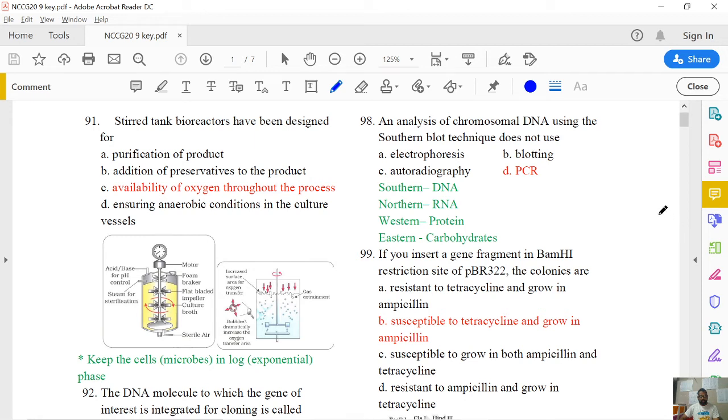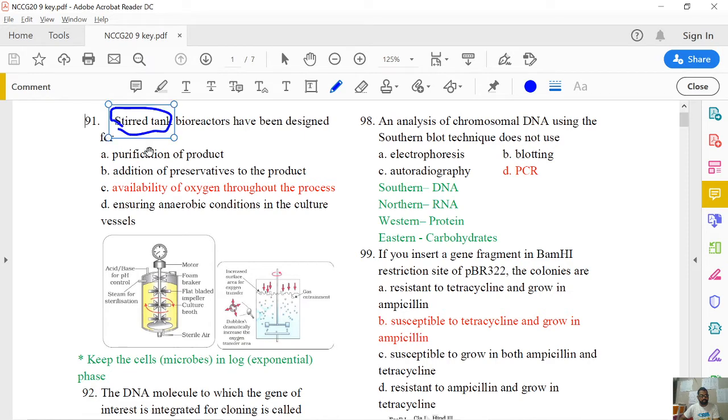Hi all. Now we look into the NCCG 20, that is ninth part, ninth question paper. So in that the first one, that is question number 91. Stir tank bioreactor have been designed for. So here the purpose of stir tank.